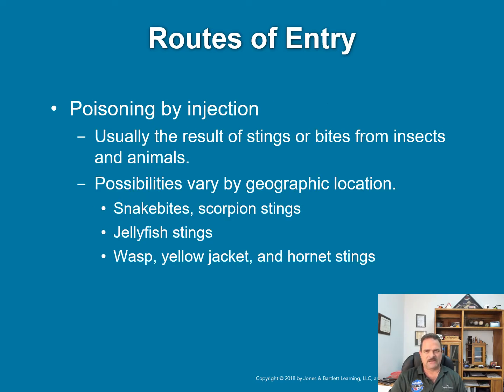All right, poisoning by injection. Usually this particular type of issue is the result of a sting or a bite from insects and animals. It varies by geographic location. Snake bites and scorpion stings are prevalent in the southwestern United States. Jellyfish, Portuguese man-o-war, sea urchins, and sea anemone stings are very prevalent in our coastal areas. Wasp, yellow jacket, and hornet stings are common all over the United States.